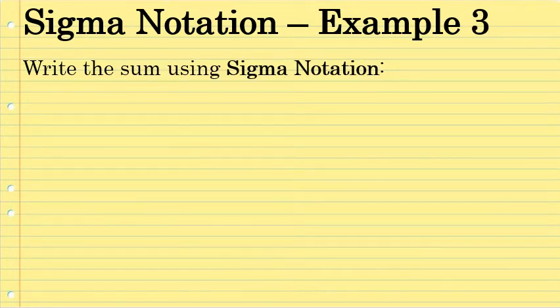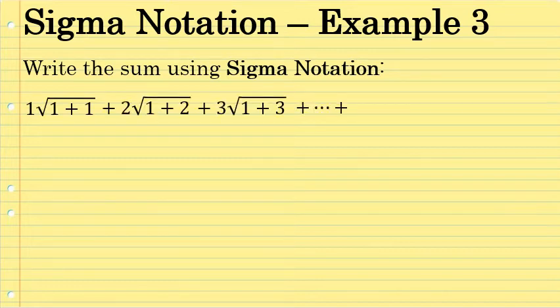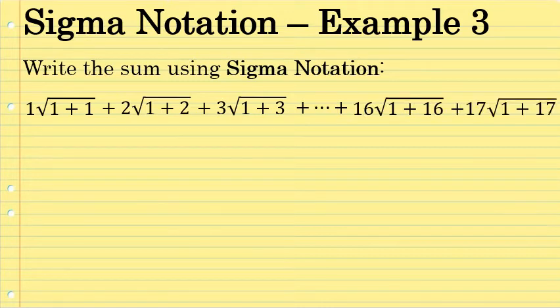Now that you have an idea of the kinds of sums that are represented by sigma notation, let's go the other way. Let's take a look at a sum and write it using sigma notation. Here I have a sum that involves a radical of a few terms beginning with 1 times the square root of 1 plus 1, and then 2 times the square root of 1 plus 2, 3 times the square root of 1 plus 3. Then there's a dot, dot, dot, which means that this sum continues in this pattern and ends with the last 2 terms that you see on the screen now.